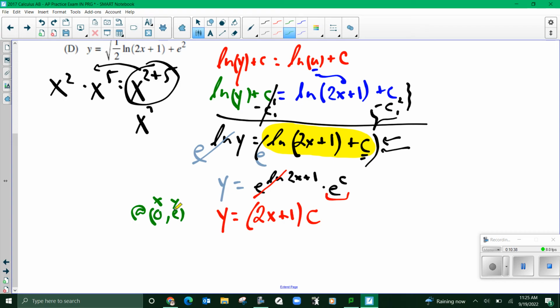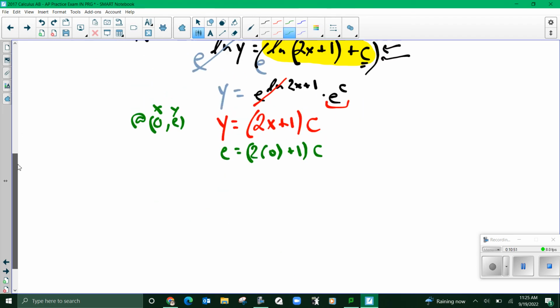All right, so E for y equals 2 times 0 plus 1 times C. Whew, man, I'm running out of space. So 2 times 0 is 0 plus 1. I get 1C equals E. So E is what my C value is. So all I have to do is plug that back in here into my original equation. And, you know, I've got it. I've got something real good.